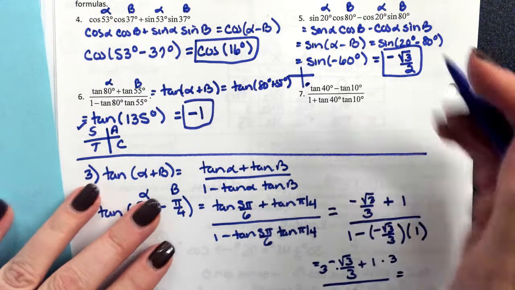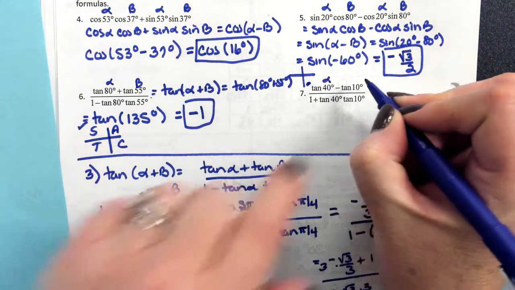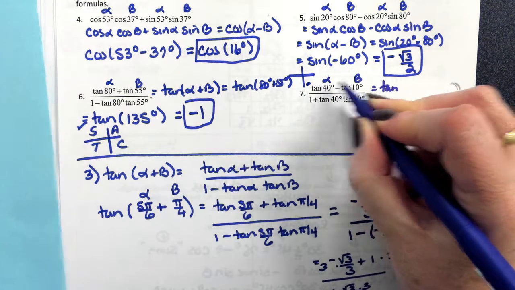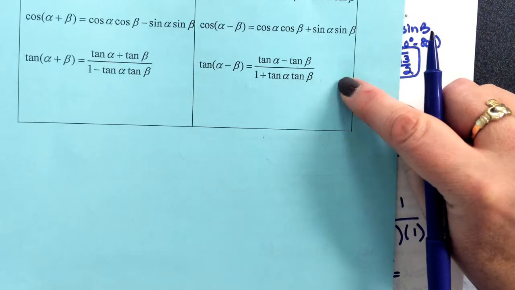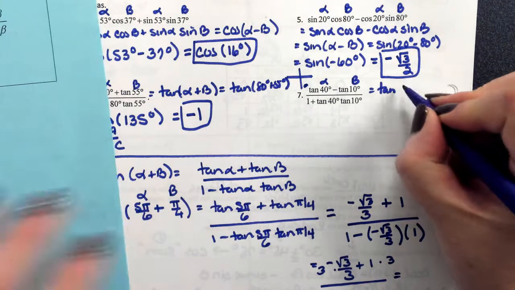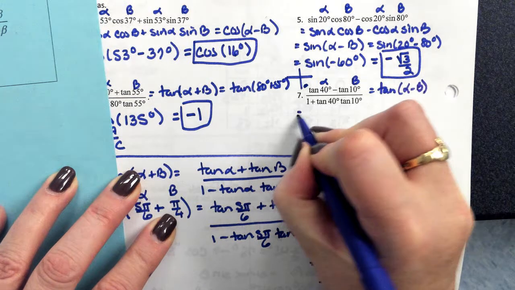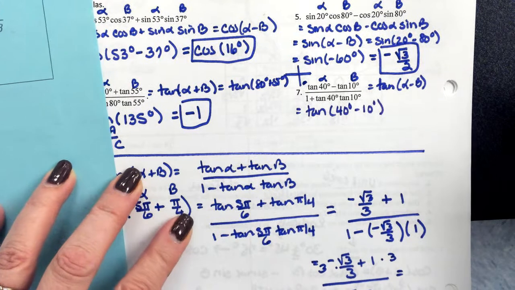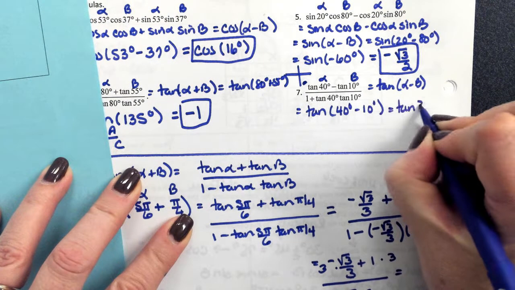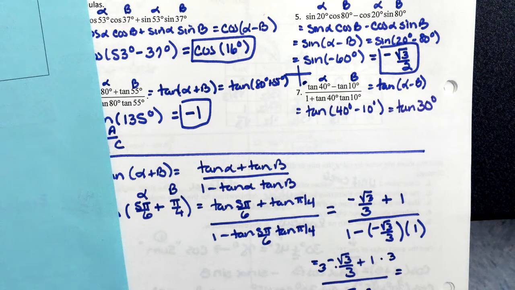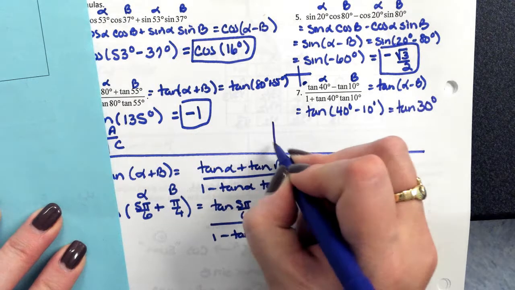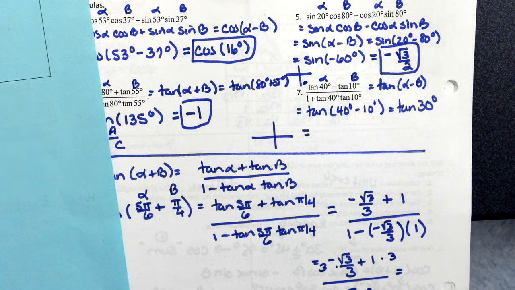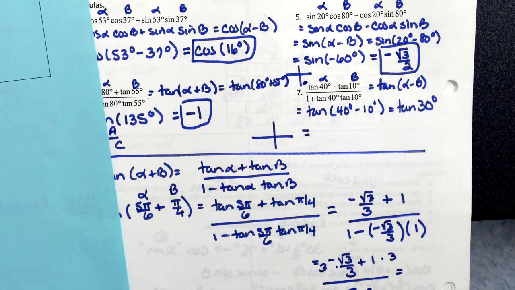So number 7, again, we have the tangent of 40 degrees minus the tangent of 10 degrees. So the tangent of alpha minus the tangent of beta. Notice that's coming from your tangent difference formula. So I can simplify this down to the tangent of 40 degrees minus 10 degrees, which will give me the tangent of 30 degrees. What quadrant, guys, is 30 degrees located? Quadrant 1. So we know everything's positive in quadrant 1. So now the question is, what is the tangent of 30 degrees?